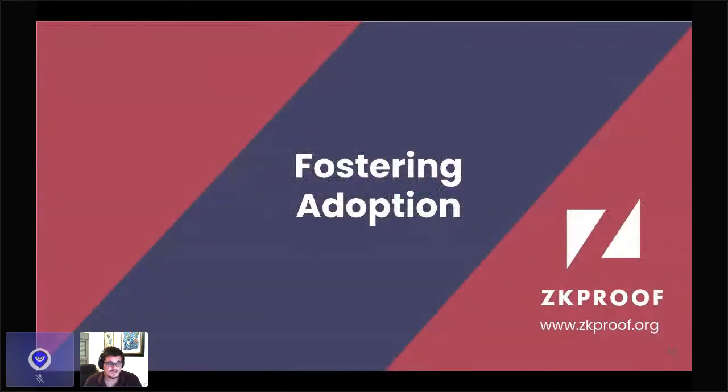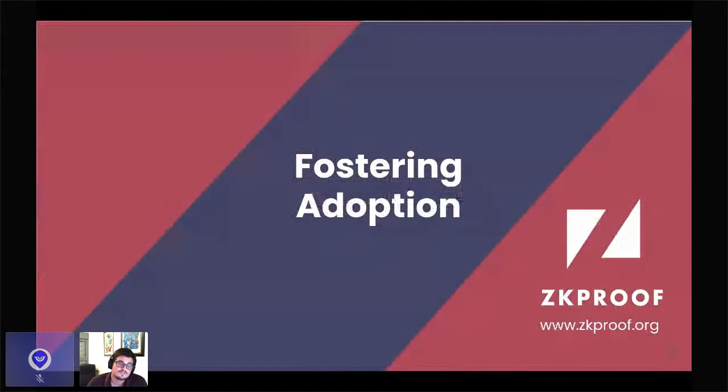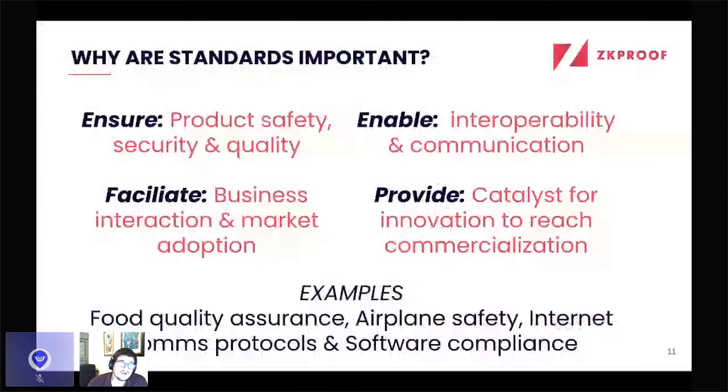And the question here really is, how do we make this all work to achieve this vision? So the answer is to foster adoption, right? And we need to take a step back first and understand why standards are important. I don't know if you've ever worked with standards, but essentially standards can provide you these four main ideas, right? It ensures product safety or security and quality. It enables interoperability and communication, which is imperative for having a global adoption and a global ecosystem.